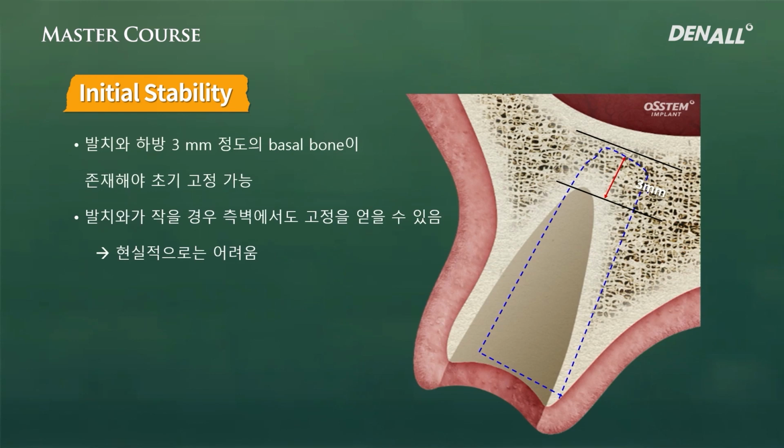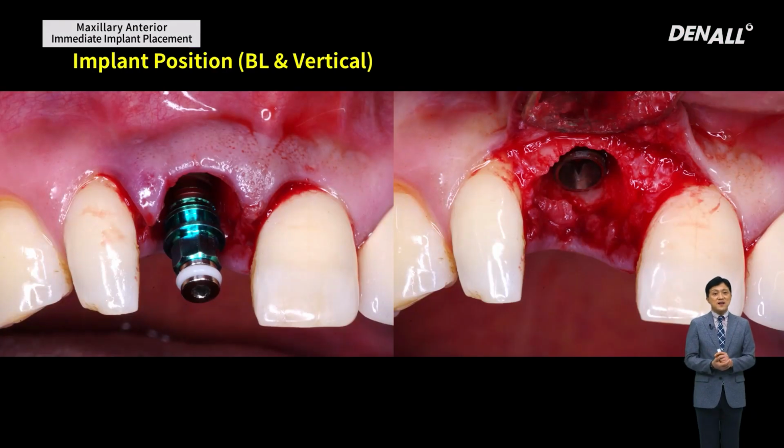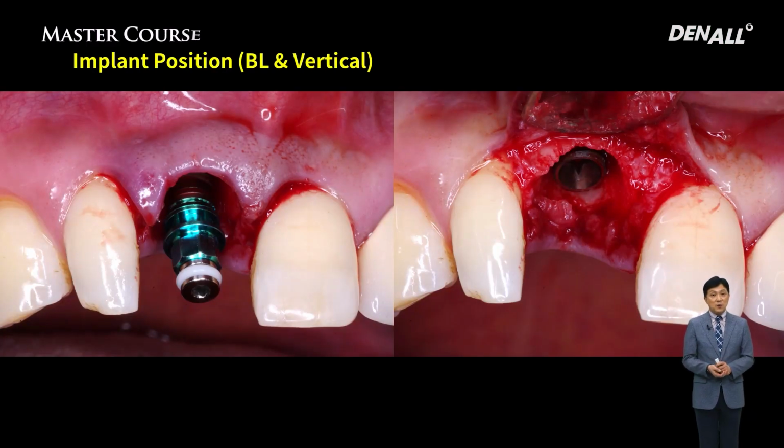Other than that, we need to have a 3 millimeter basal bone below the extraction socket. And when we drill 3 millimeters below the extraction socket, we can place an implant in a better way. So an implant is placed. We can do this without raising a flap, but in this patient, I raised the flap to place an implant.